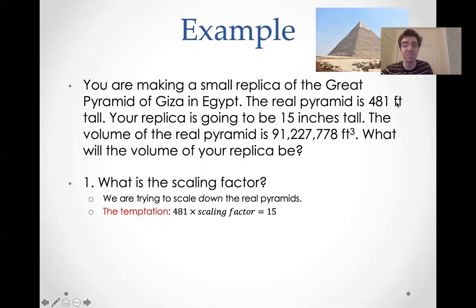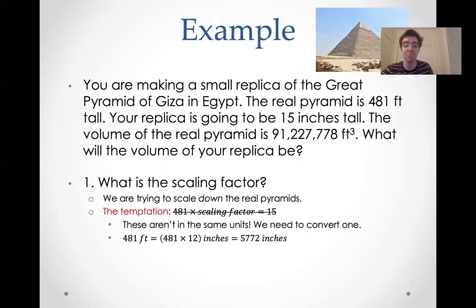But the problem is this is in feet and this is in inches, right? So this scaling factor is a little bit funky, right? If I just multiply or divide 15 inches by 481 feet, I'm gonna get inch by feet units, right? And that's not what we want. We want our scaling factor to not have units. So in order to avoid that, we need to first change one of these units to be the other units. Doesn't matter which way you go.